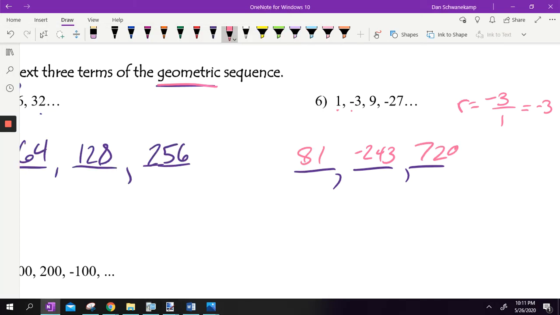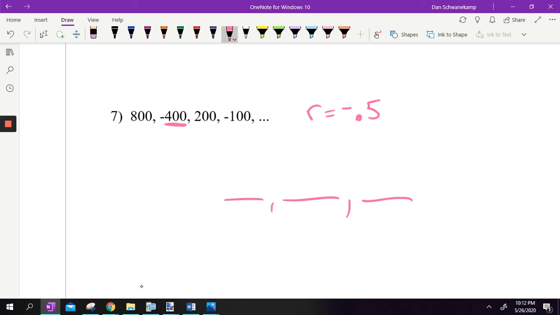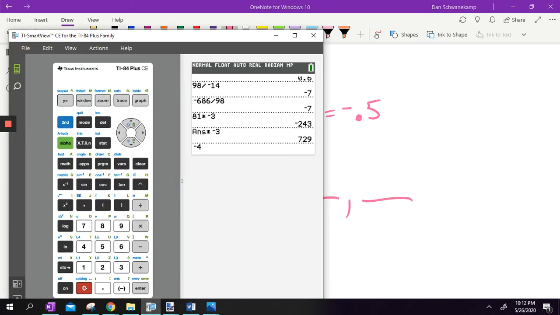729. Again, once you find what that r is, it's just a matter of typing into your calculator. 800, -400, 200, -100. The number keeps getting smaller and smaller by a half. And so my ratio is -0.5 here. And if I don't know that, I'm going to take any number and divide by the one in front of it. So I'm going to take -400 divided by 800. Yep, my r is -0.5.